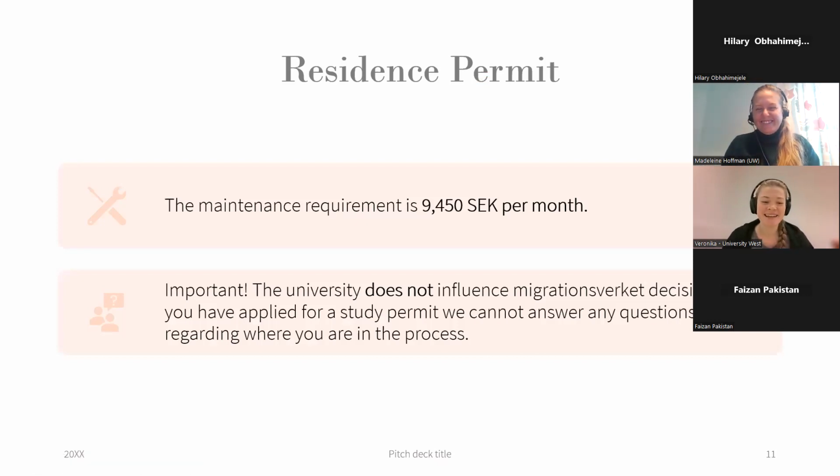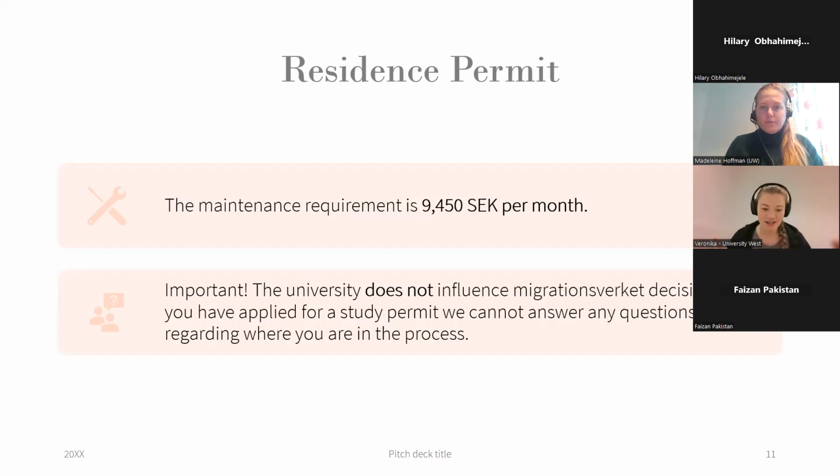Okay, here we go. The maintenance requirement that I mentioned before, that you have to have on your bank account when you apply, and you have to prove that you have that money on your account, is 9,450 crowns per month. So when you're an exchange student, you can calculate how many months you will be staying. Am I a full-year student or only one semester? And same for program students, then you know your requirements.